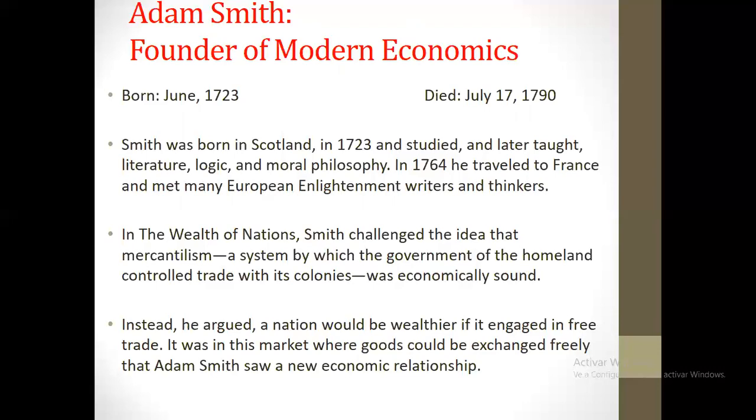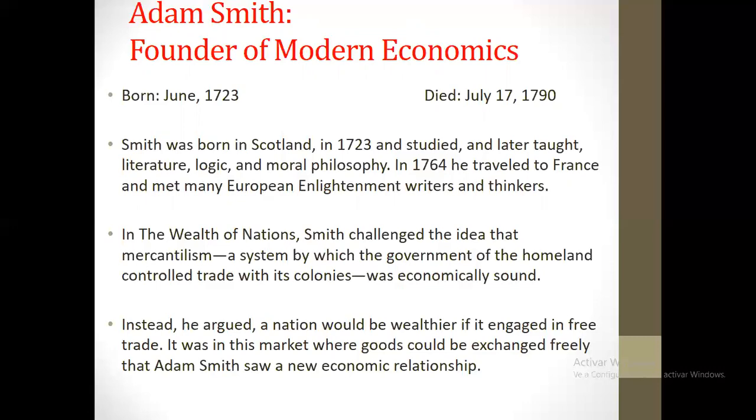Okay? In The Wealth of Nations, Smith challenged the idea of mercantilism. ¿Qué es el mercantilismo? A system by which the government, el gobierno está envuelto. Se supone que el gobierno no debe estar envuelto. It's a system by which the government in the home land controlled trade with its colonies. Controla los negocios entre sus colonias. Okay? Adam Smith dice que no, el gobierno no debe estar envuelto en ese tipo de transacciones.